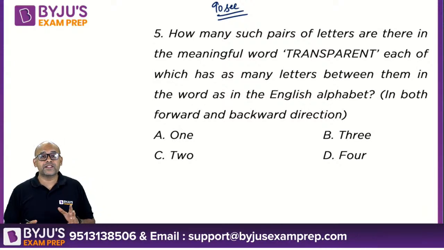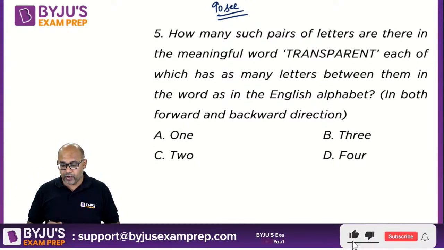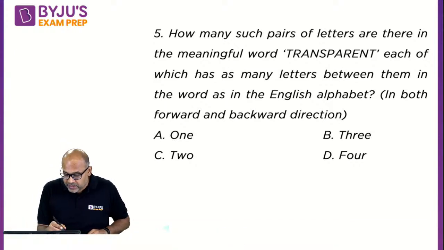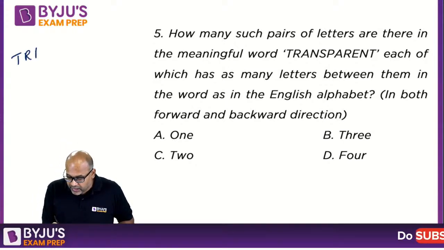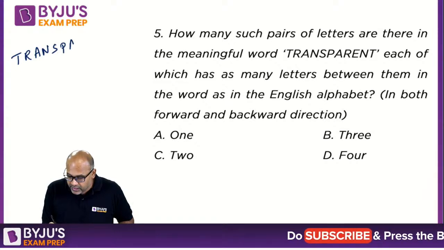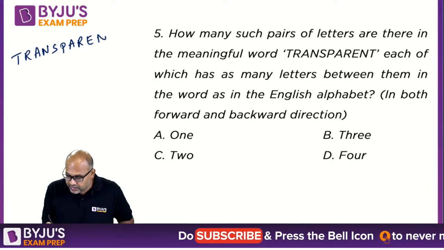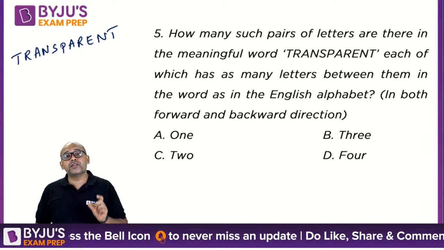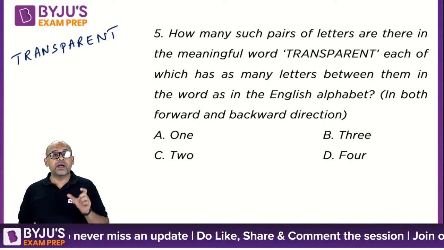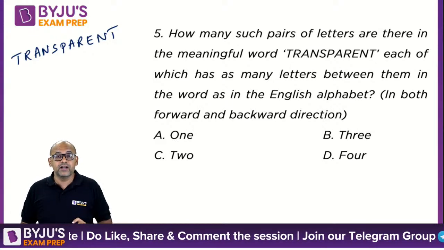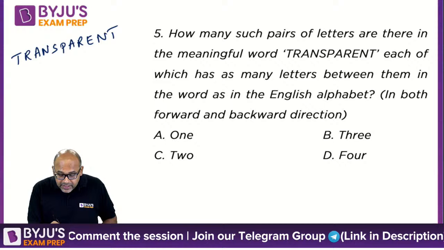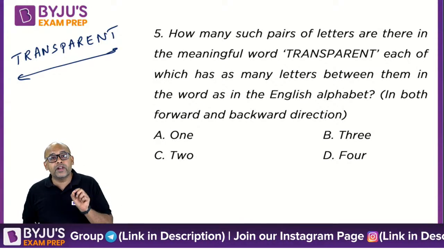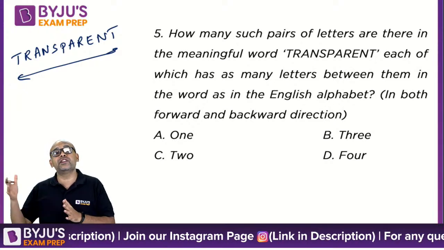Okay, so let's first understand this model. This is a completely different model. So what are they saying? They are giving us a word called transparent. Let me write this down. Transparent. Now what they are saying is, pick up the pairs of letters such that the number of letters between them in this word is the same as the number of letters between them in the English alphabets.